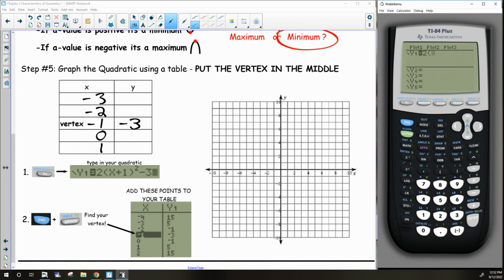X plus 1. The button for X, the variable button, is right next to the green alpha button. It has an X, T, theta, and an N on it. Click that, there's your X. Plus 1, your exponent. For quadratics, we need second power. It's right above the button that says log. See that X squared? And then minus 3. Yep, minus 3 at the end.